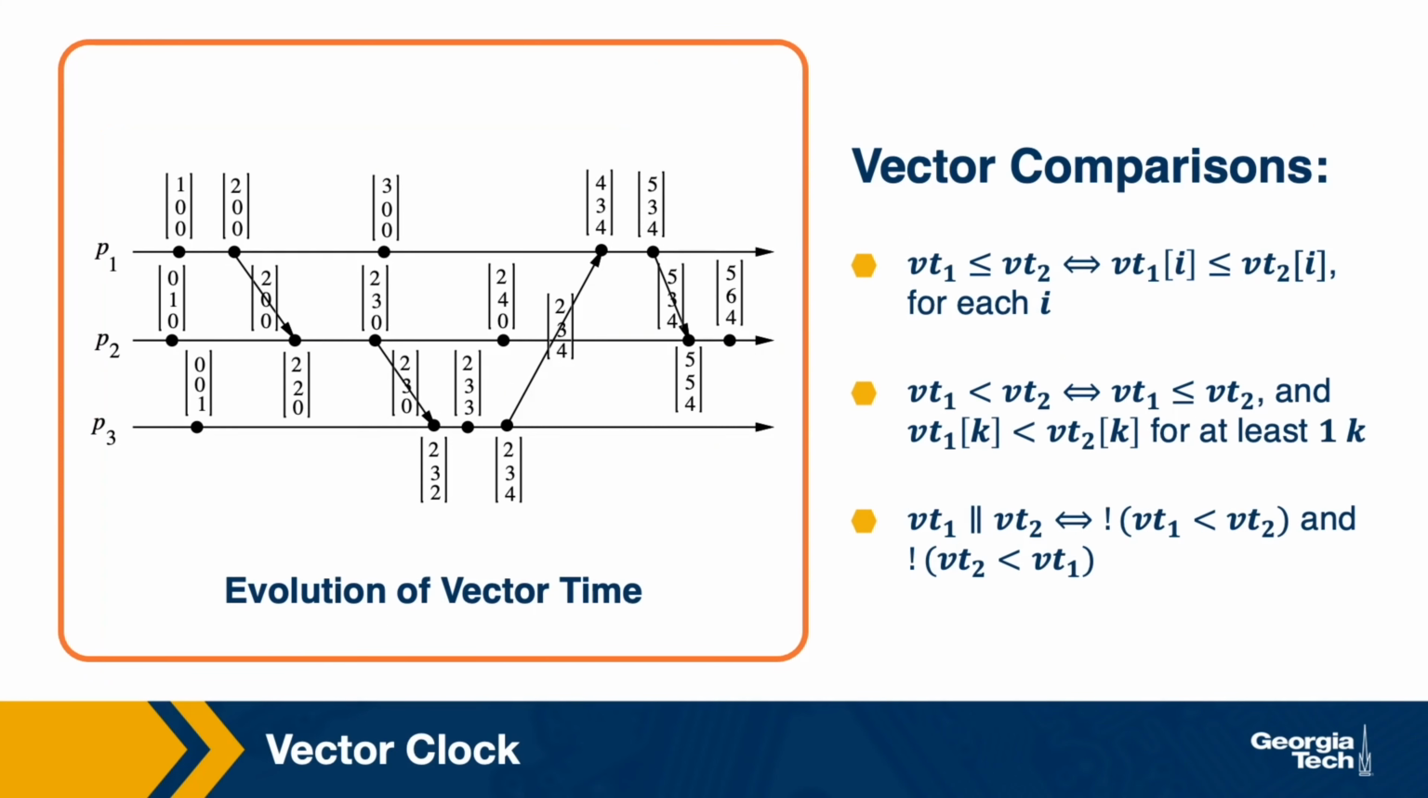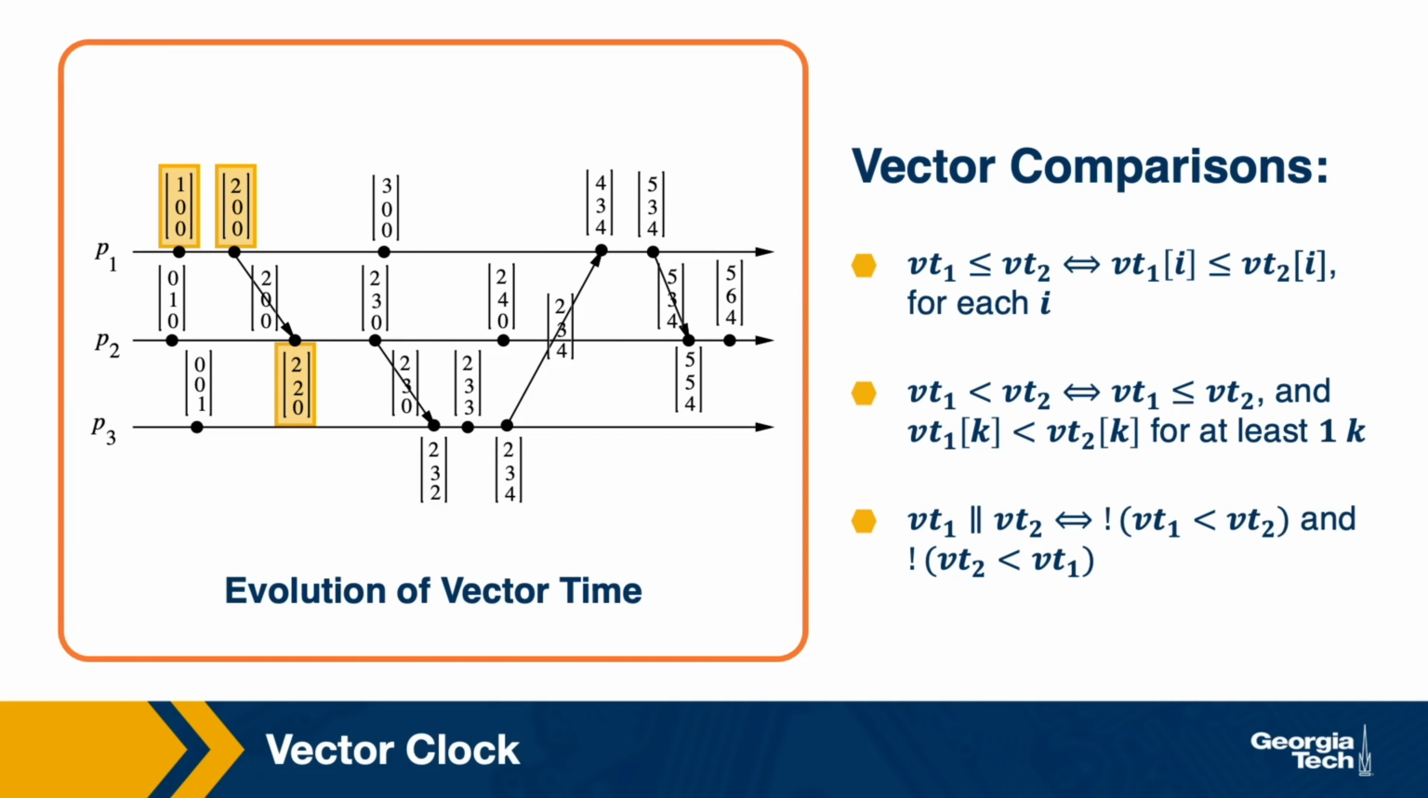Let's work through an example to see how vector time works. Let's take a look at these three highlighted events. These are their timestamps. They correspond to the first event in P1, timestamp 100, the second event in P1 with timestamp 200. This event sends a message to P2, and this message has a timestamp 220.